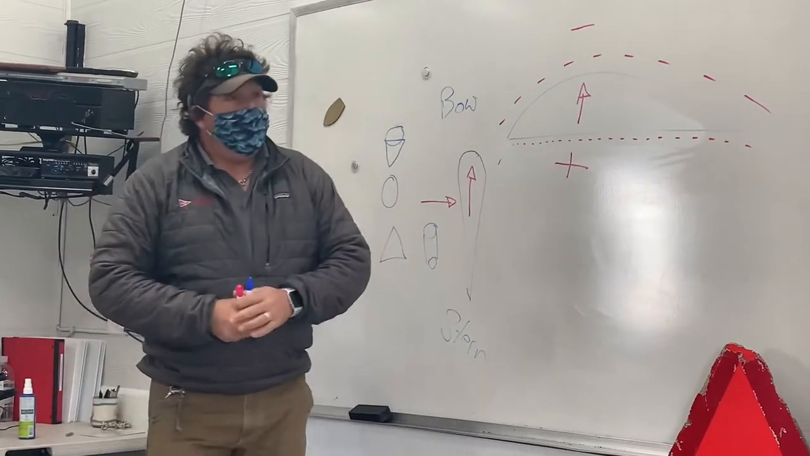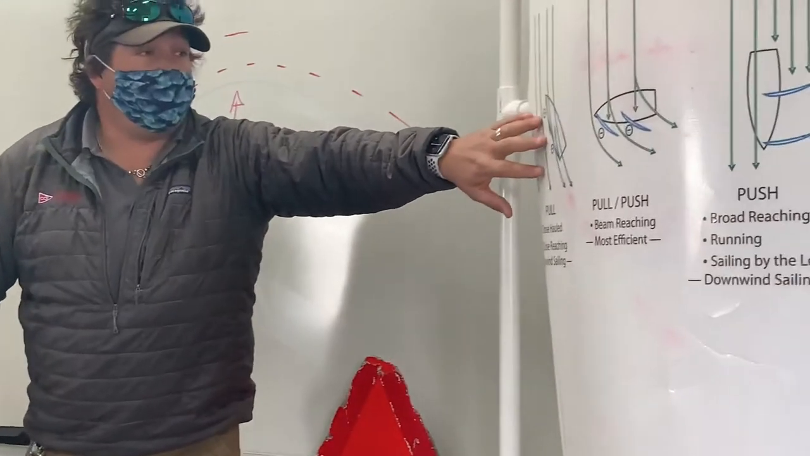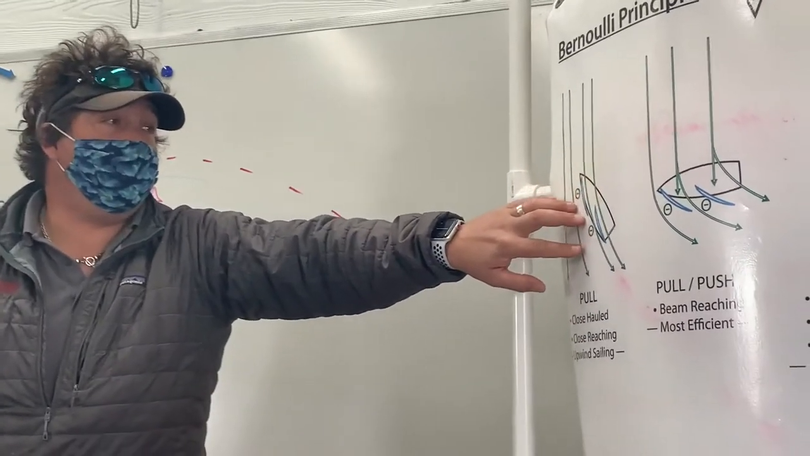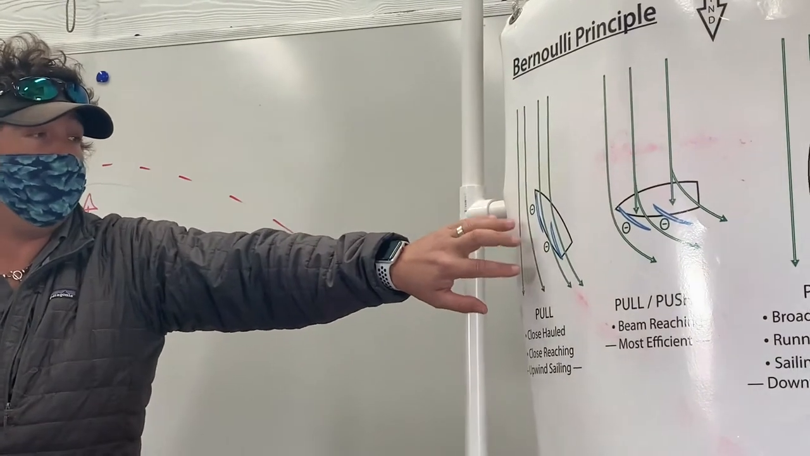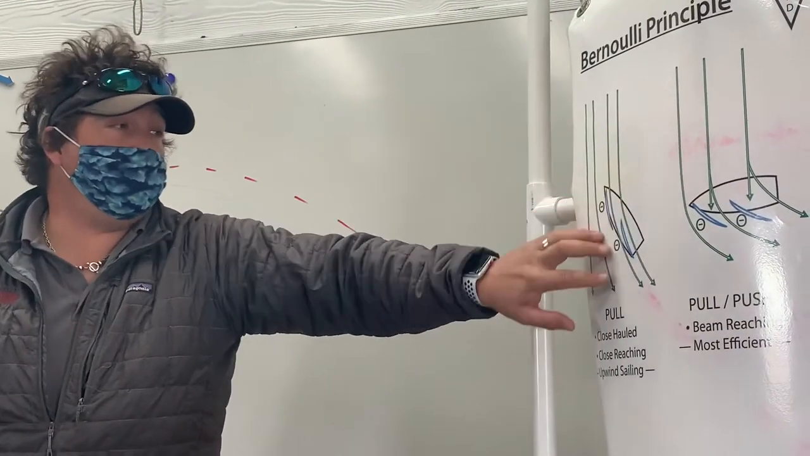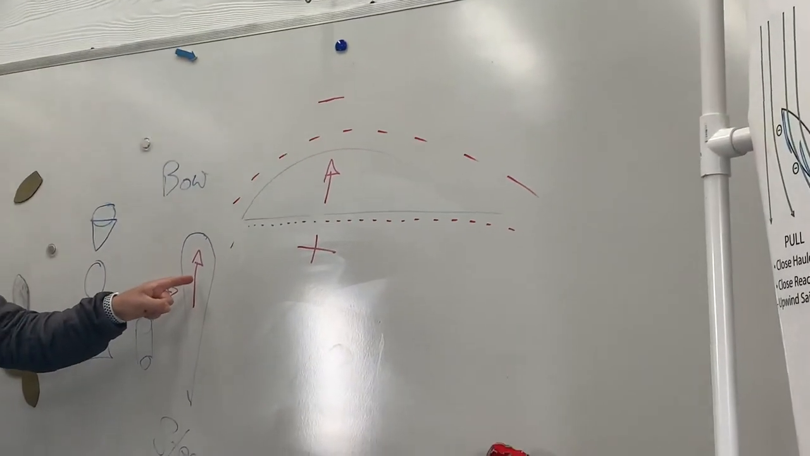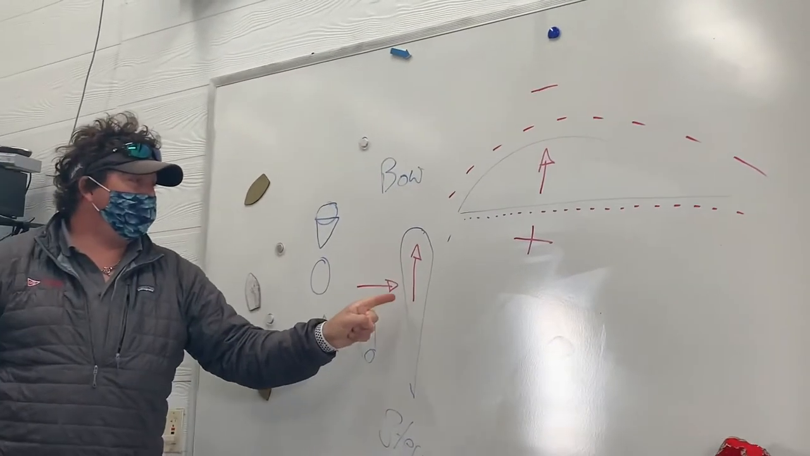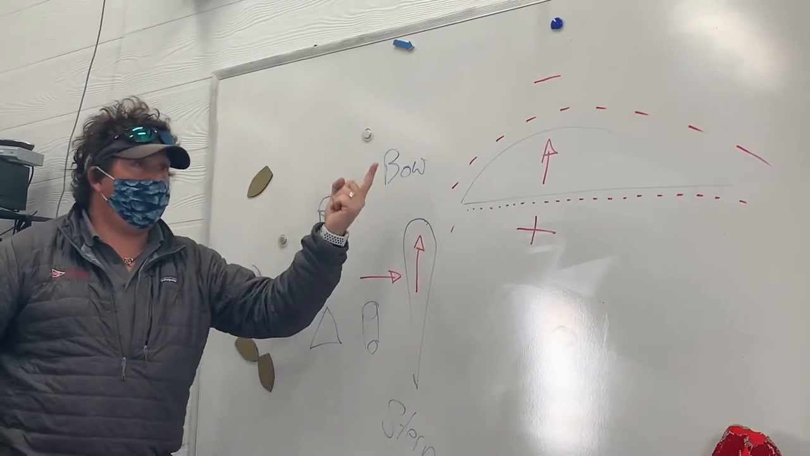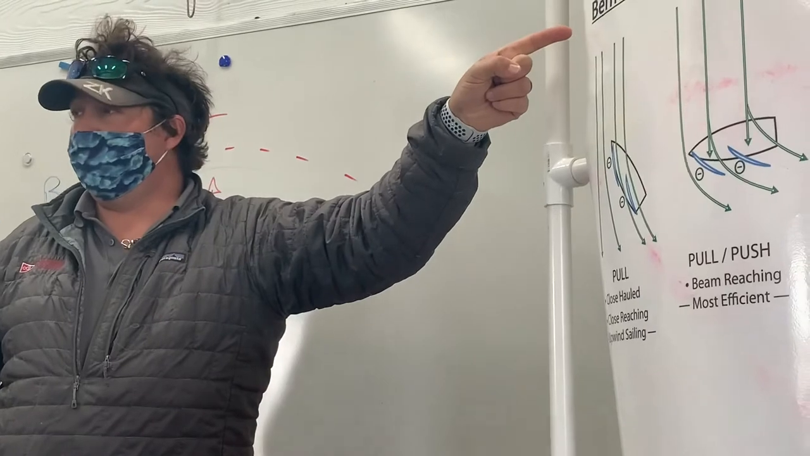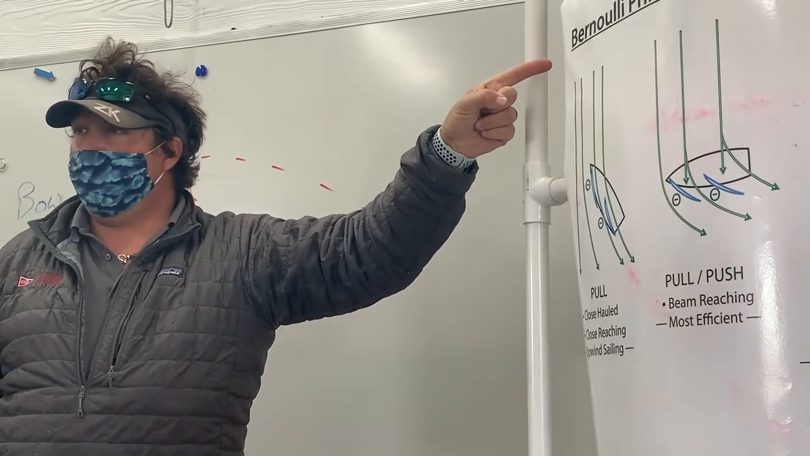So, when we have this negative pressure to leeward and a positive pressure to windward, the boat would essentially slide to leeward. What stops the boat from sliding to leeward is the keel. The keel is shaped in this direction, a shape which then turns that sideways force into forward motion. So the boat turns this sideways force into forward motion. Okay?